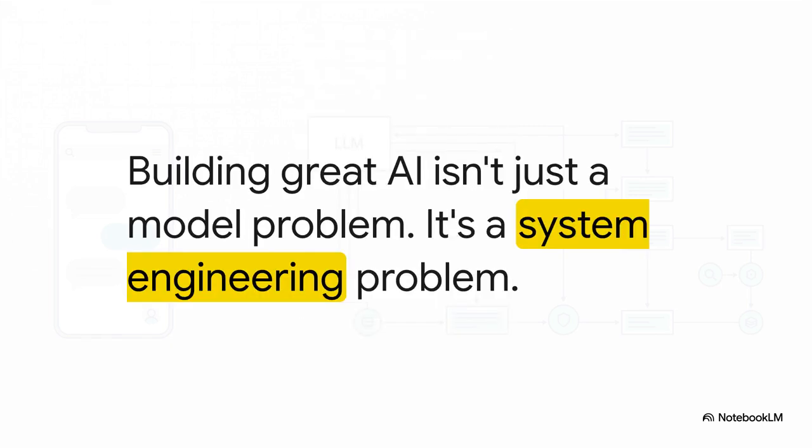So if you remember just one thing from this whole explainer, please let it be this. The magic isn't just in the model. Building a truly great AI product is a system engineering problem. It requires careful, deliberate thought about context, safety, scale, autonomy, and feedback. All the pieces we just walked through.